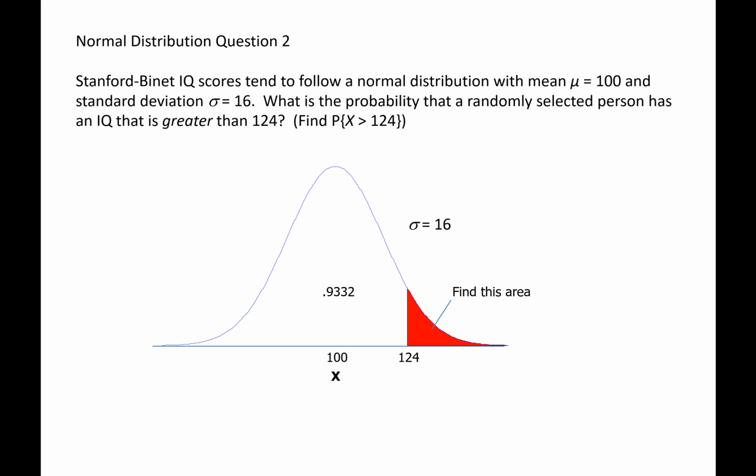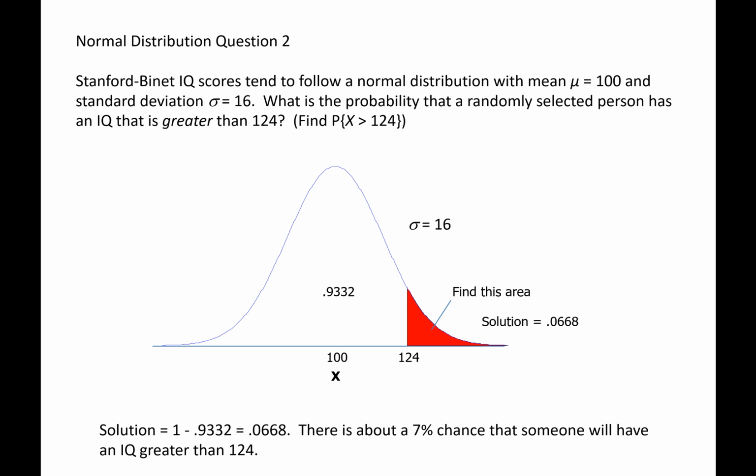Well, I just figured out that the probability of being less than 124 is 93.32%, and so that means the probability of being to the right of 124 is going to just be 1 minus the probability of being to the left. You want to keep in mind that the software and the normal table only give us left tail probabilities. So if we want to know the probability of being in the right tail, or to the right of some number, we're going to have to do some simple arithmetic. So this says there's about a 7% chance that someone will have an IQ greater than 124.